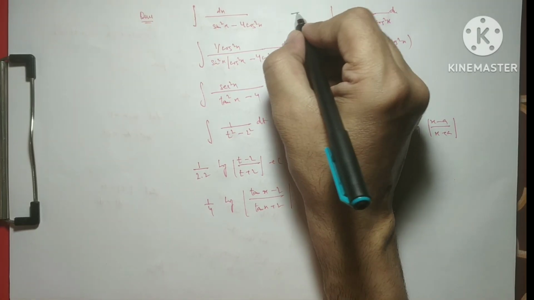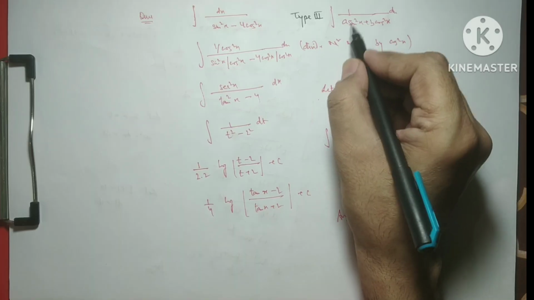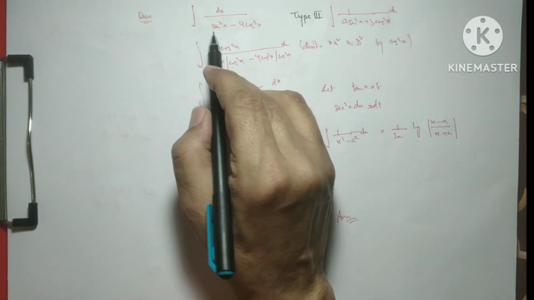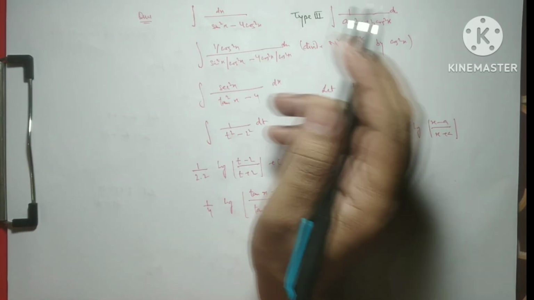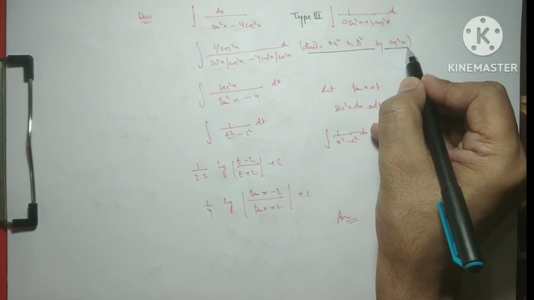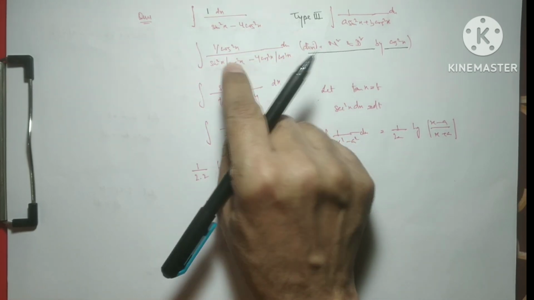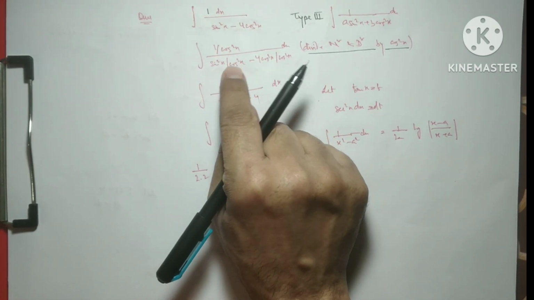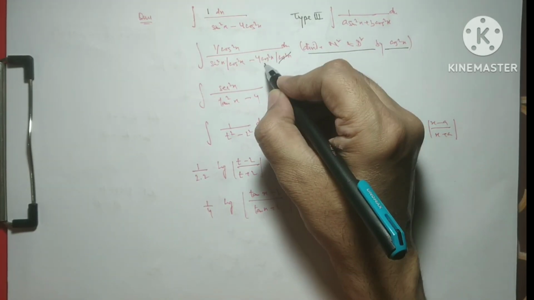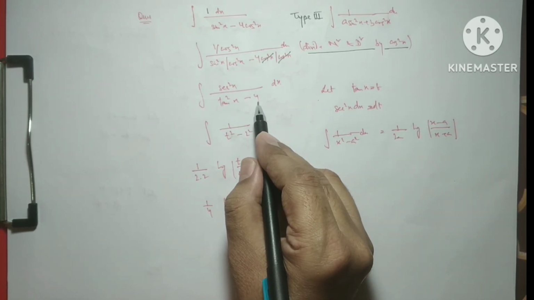Now the type third. According to type third, we have 1 over a sin square x plus b cos square x, and according to this format we are taking the question dx over sin square x minus 4 cos square x. And the first step is divide numerator and denominator by cos square x. So on dividing 1 in numerator, we get 1 over cos square, which is sec square x. The denominator becomes sin square over cos square minus 4 cos square over cos square. So this cos square will be cancelled and this is tan square x minus 4.